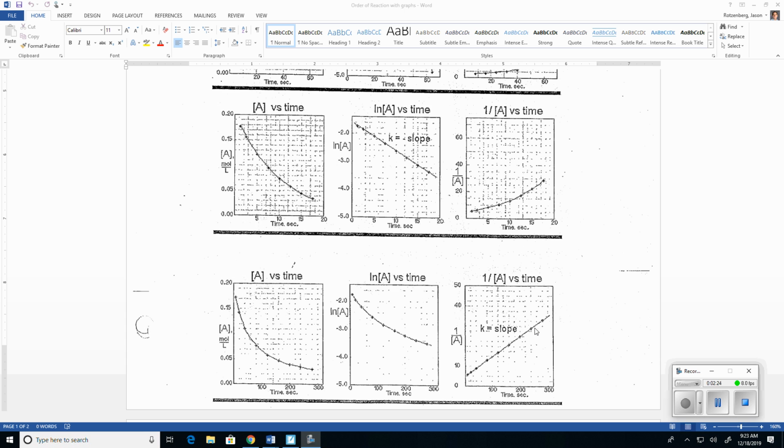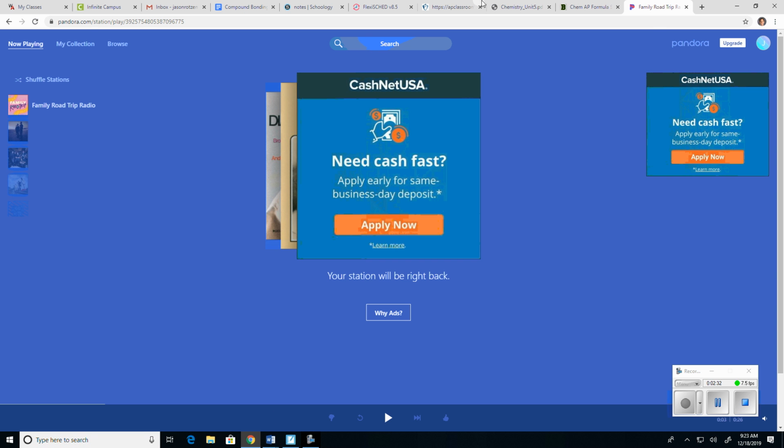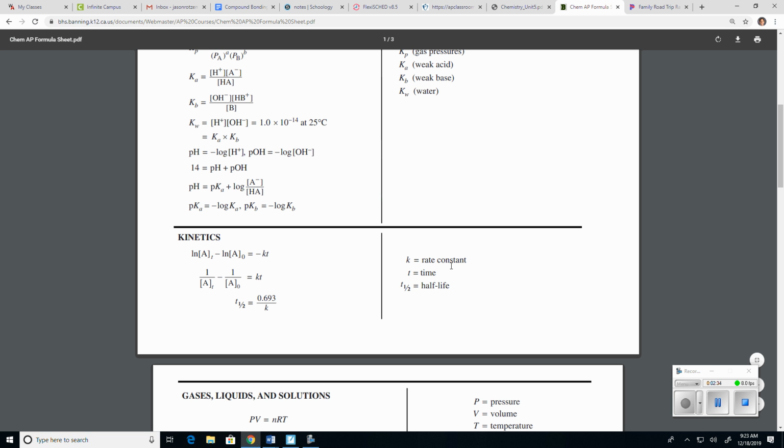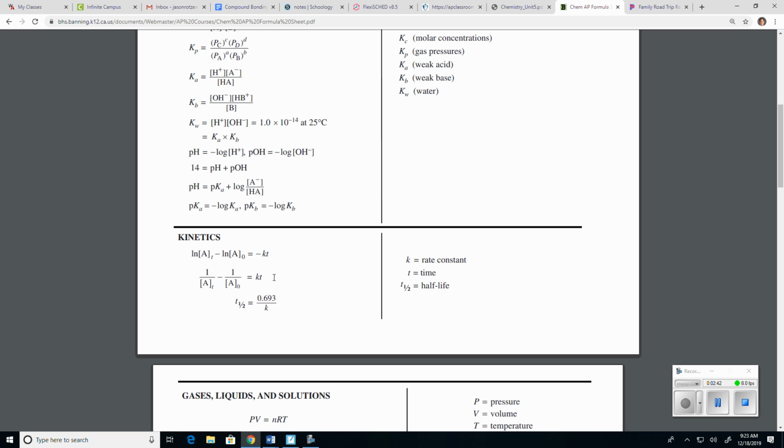So one of the things that you should be able to do is look at a graph and determine which one is linear. If we go back to the equation sheet here, they put the first order reaction one first, they put the second one second. So do you have to memorize natural log as first order? Not necessarily, because this is the sheet that you're given. Why they don't give you 0 order, I'm not sure, but just get rid of the natural log parts.